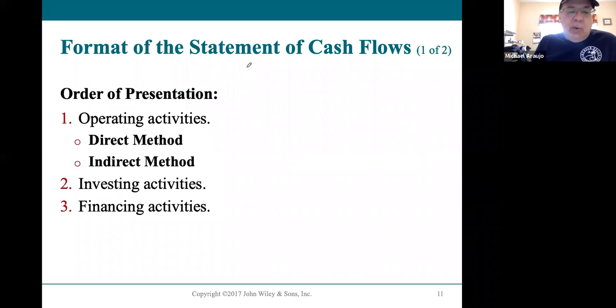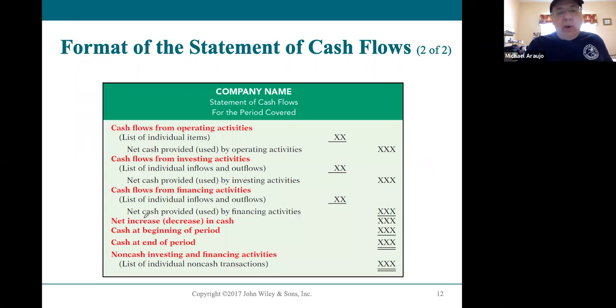All right, so there's a format to the statement of cash flows that's always the same. Operating activities are always listed first on the cash flow statement. Investing activities are listed second, and financing activities are listed third. You'll see that on the format here. This particular format is common for cash flow statements.